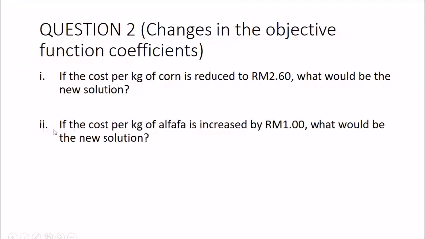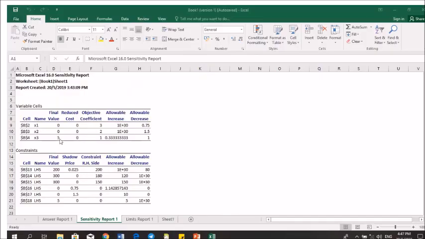Roman 2. If the cost per kg of alfalfa is increased by RM1, what will be the new solution? Since alfalfa is the third variable, in the variable cells table, we will refer to X3. Based on the table, the increase in cost per kg of alfalfa is not within the range. Hence, the change will not keep the current solution optimal. Therefore, further calculation is needed.